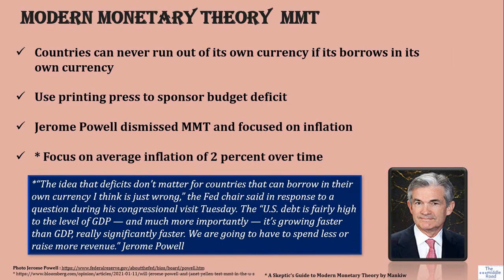Look at modern monetary theory. What it means is that deficits don't matter, and you can keep printing money as long as you can borrow money in your own currency, because you're printing. What it says is you can use the printing press to sponsor budget deficits. Now, Mr. Powell, who is heading the Fed as chair, does not believe this; it is not what the middle road believes.